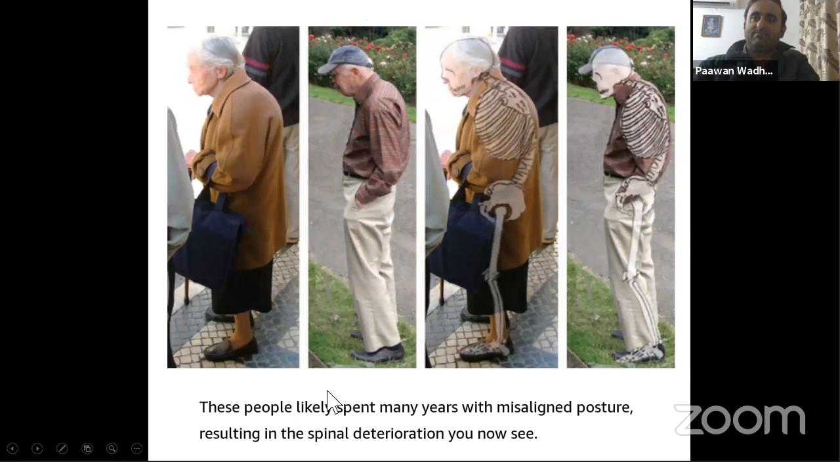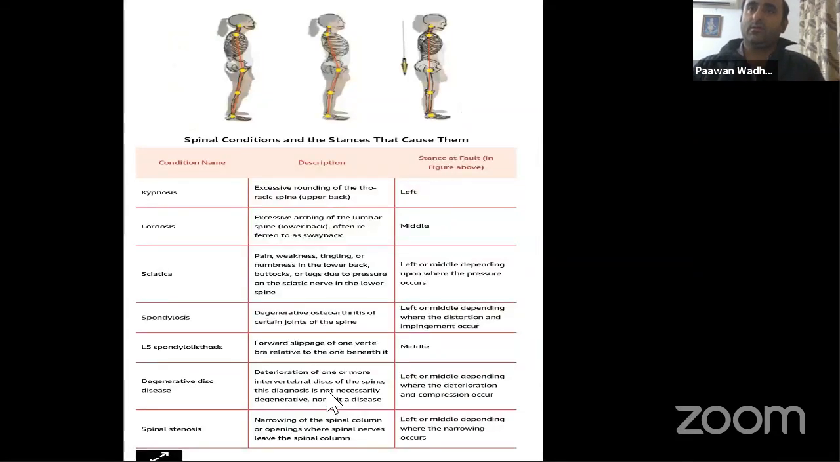These people have spent many years with misaligned posture, resulting in the spinal deterioration you now see. These are various conditions.